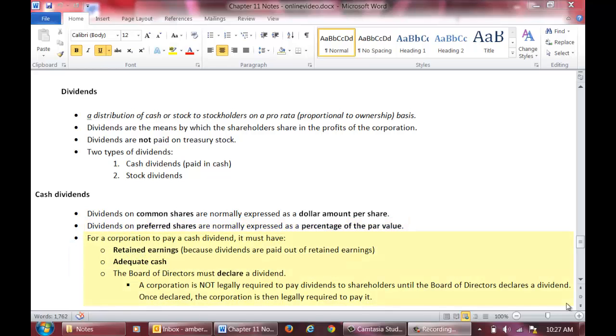For a corporation to pay a cash dividend, it must have retained earnings, adequate cash, and the board of directors must declare a dividend. An important note is that a corporation is not legally required to pay a dividend until the board of directors declares one. However, once declared, the corporation is legally required to pay it.